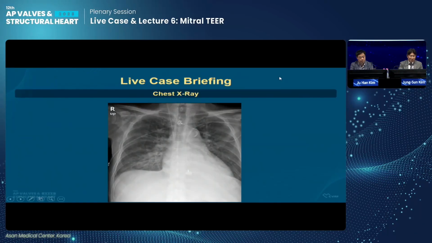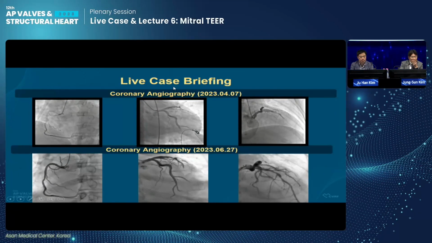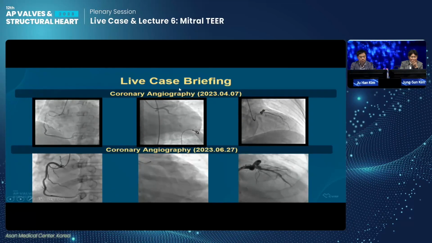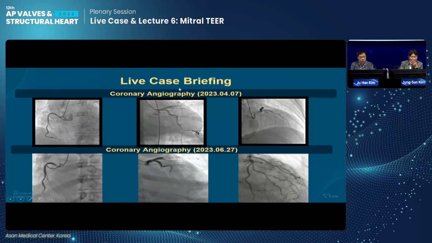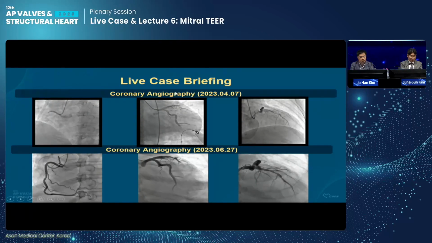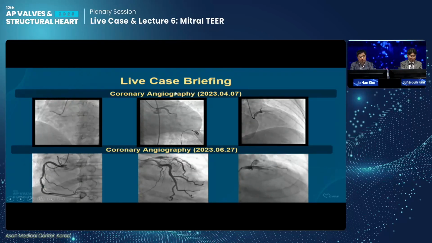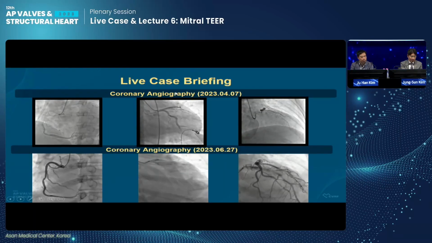And next, the chest X-ray showed cardiomegaly and pulmonary congestion. Next, the ECG shows baseline sinus rhythm with a small widening of the QRS complex. Next, the coronary angiogram: the upper side is from the event 4 months ago. You can see the distal circumflex artery is totally occluded. And the downside imaging is a repeat coronary angiogram 2 months after that, in the next procedure. RCA was good, and circumflex and LAD flow is good with moderate stenosis at the mid-LAD part.